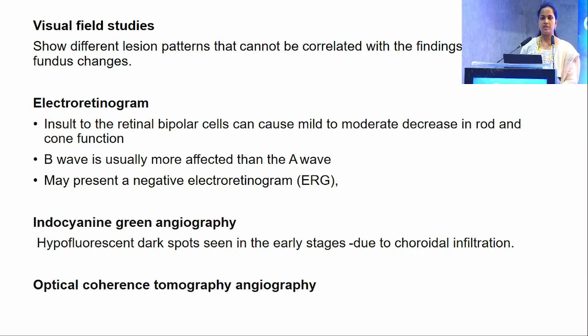ERG will never be completely extinguished in case of DUSN. In indocyanine green angiography, dark spots can be seen in the early stages due to choroidal infiltration. These may persist or disappear in the later stages. In OCTA, we can identify the worm as far as it is motile because it's lacking a vascular system.